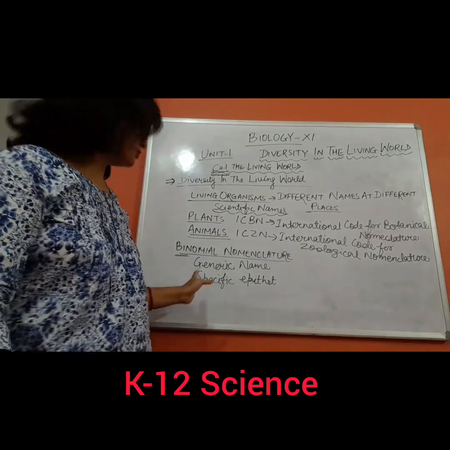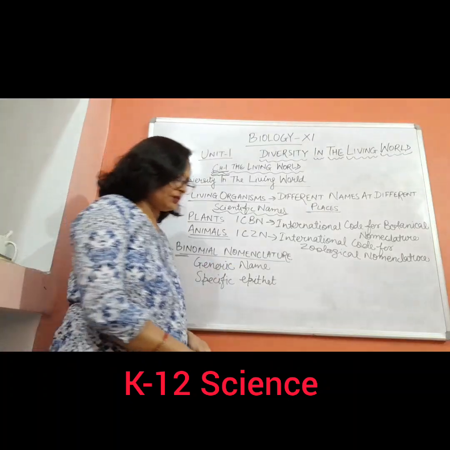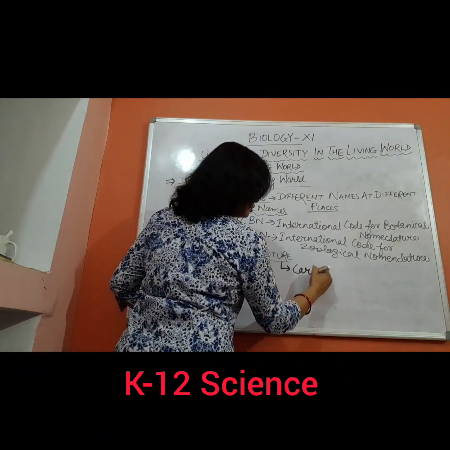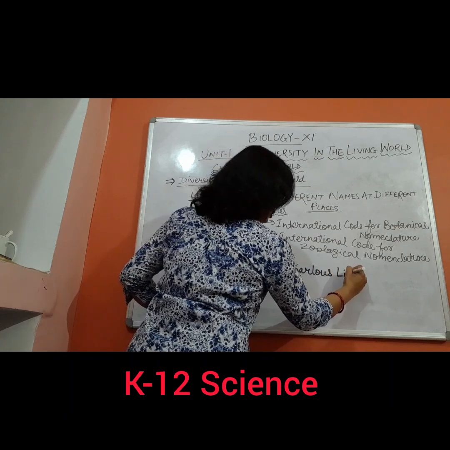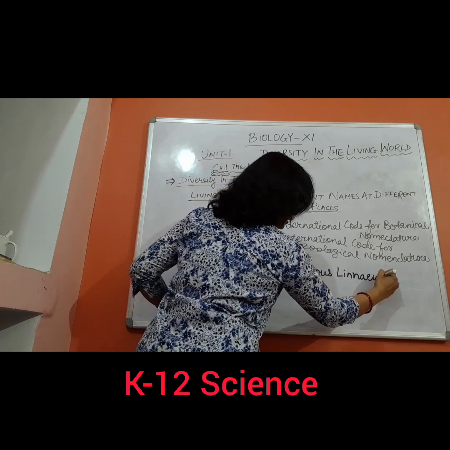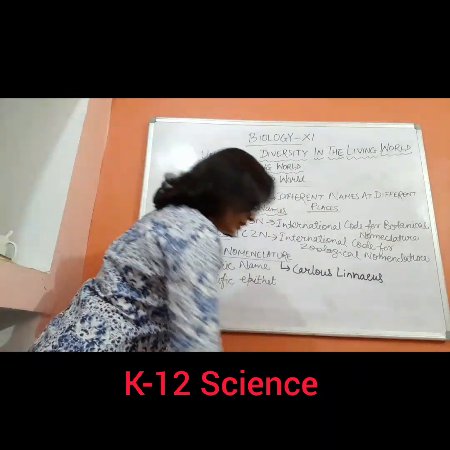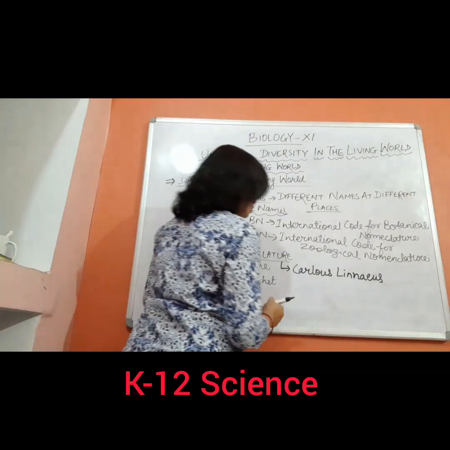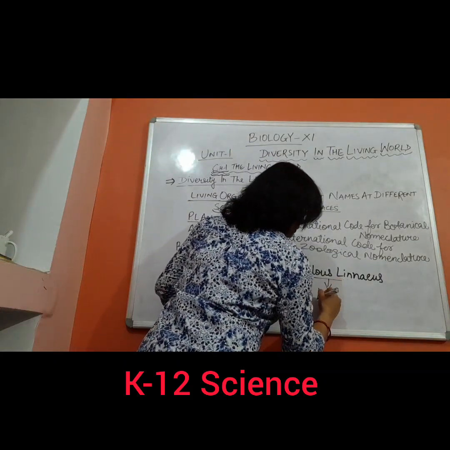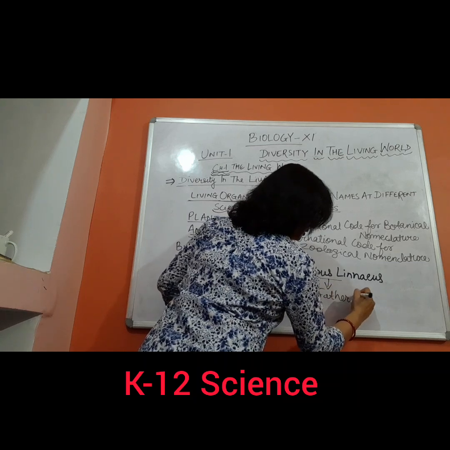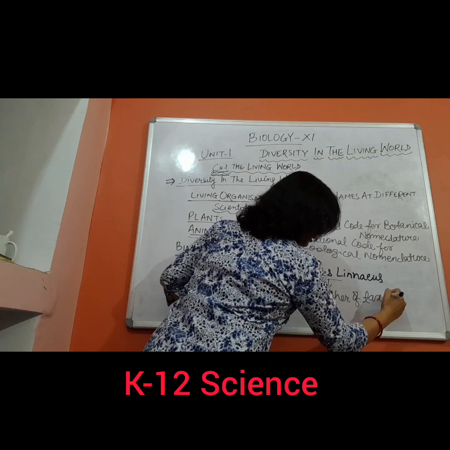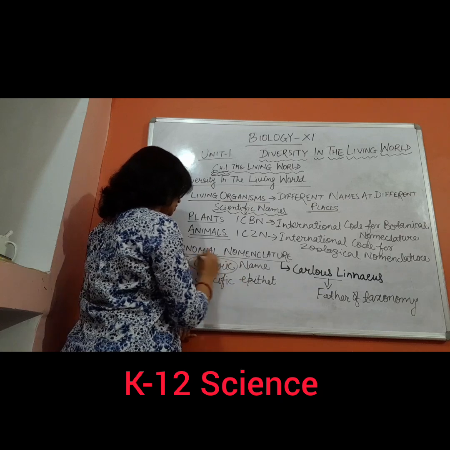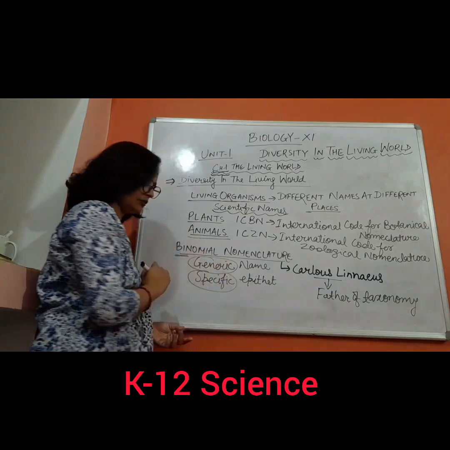And this system of binomial nomenclature was developed by Carolus Linnaeus. Who developed this? A scientist known as Carolus Linnaeus. He is also known as father of taxonomy. In the binomial nomenclature he gave, the first name is generic name and the second name is specific epithet.